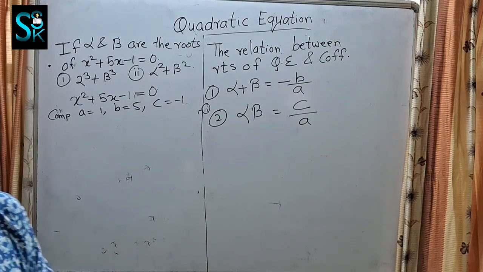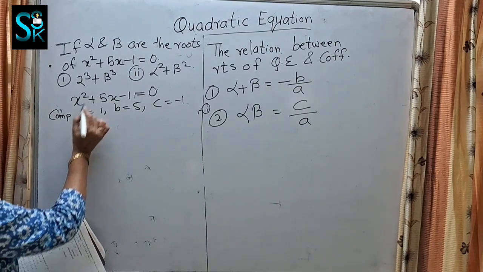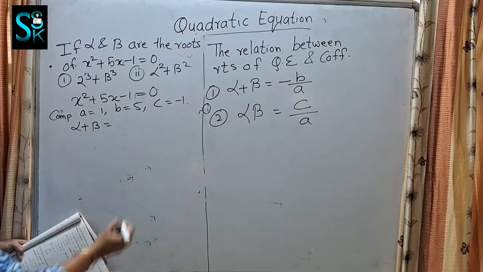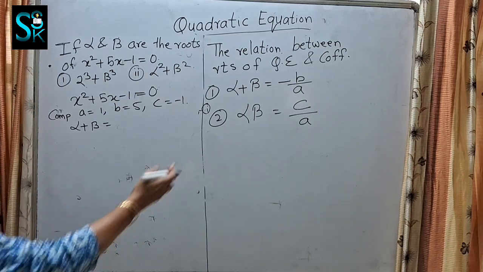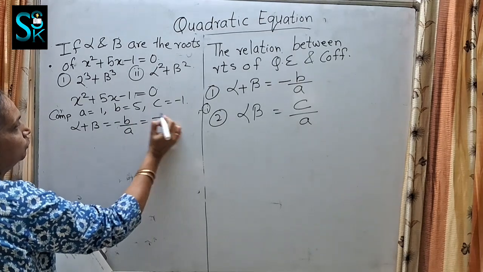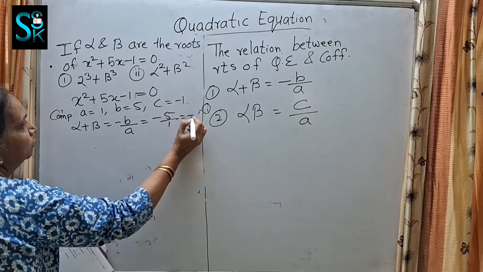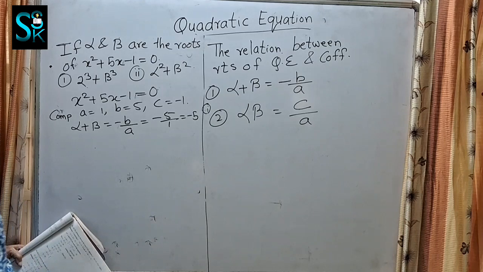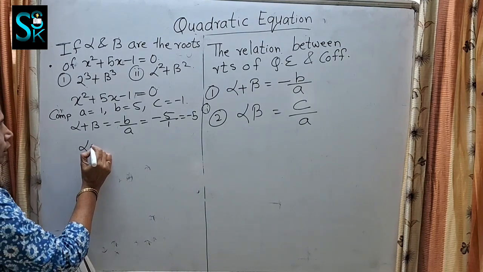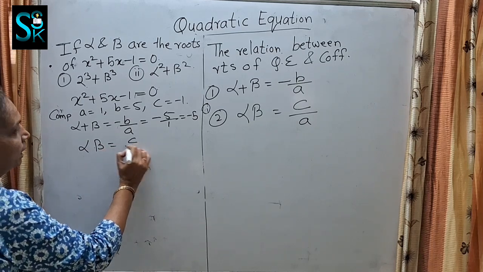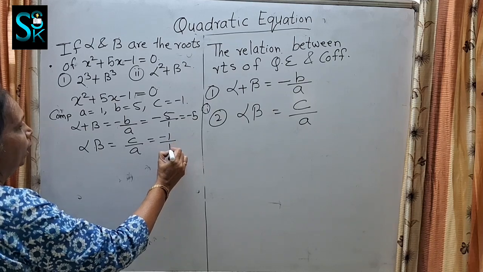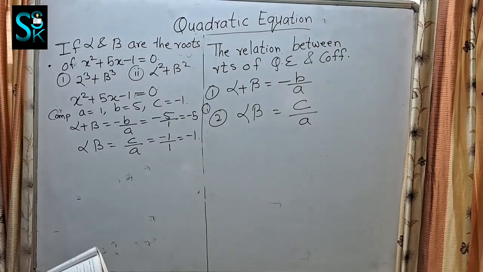Okay. After that you are going to find out the value of alpha plus beta. Alpha plus beta is nothing but what? You have said minus b upon a. Formula: minus b is 5, a is 1. So it is minus 5. Okay. So you got alpha plus beta. Now we are going to find out alpha into beta, which is nothing but c upon a, and that is c is minus 1 upon 1, means only minus 1.